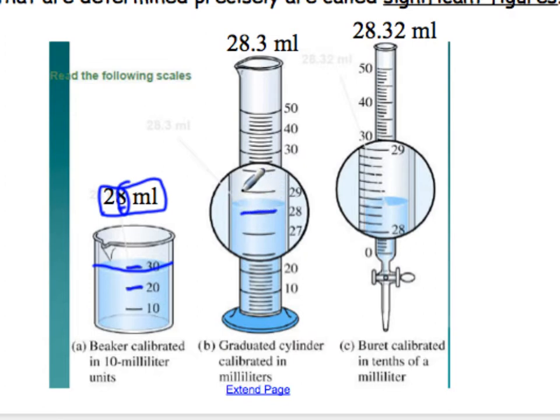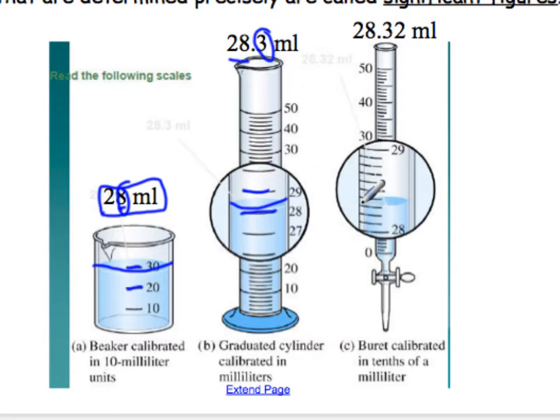Same thing is true when I'm looking at a graduated cylinder. I have 28, I have 29, and I'm just slightly above this 28, so I see that this is closer to 28. I have 28 milliliters, which I know, but this last value of any measurement is always estimated. In this example, just slightly above, we'd say about 0.3.